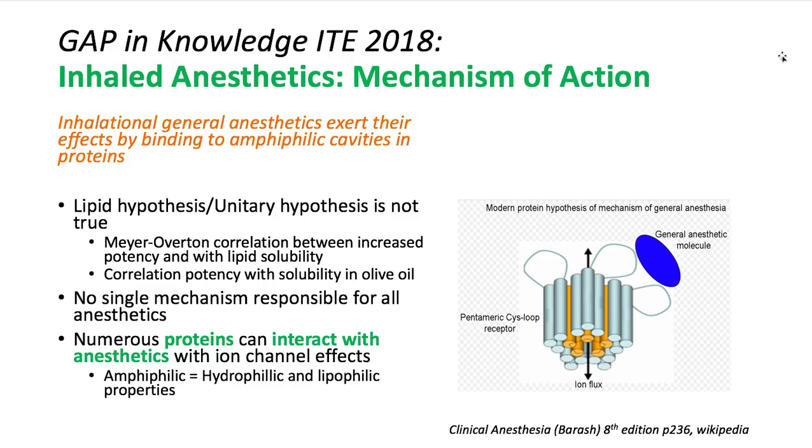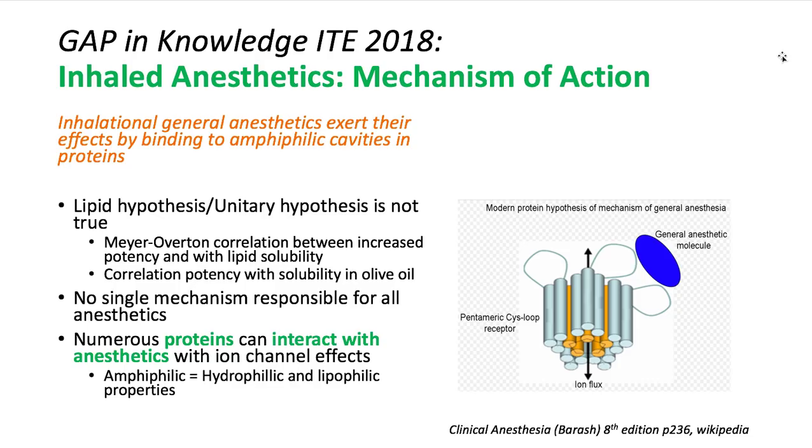And that was a gap in knowledge, actually, on the in-training exam 2018, inhaled anesthetics and the mechanism of action. Inhalational general anesthetics do exert their effects by binding to amphiphilic cavities. Amphiphilic refers to hydrophilic and lipophilic properties of those cavities in proteins. So the target of our volatile anesthetics is proteins. That lipid hypothesis, unitary hypothesis, isn't true, and that Meyer-Overton correlation between lipid solubility and potency does not allow us to say, aha, there's only one mechanism, and that's the lipid membrane of where volatile anesthetics work.